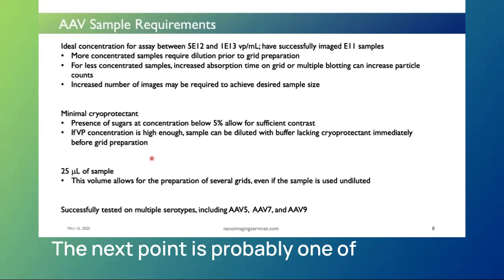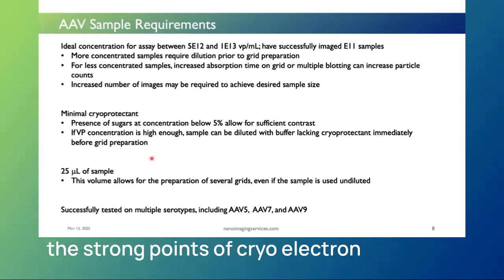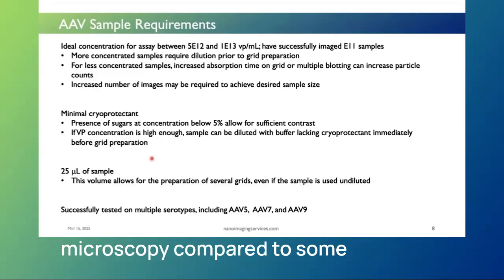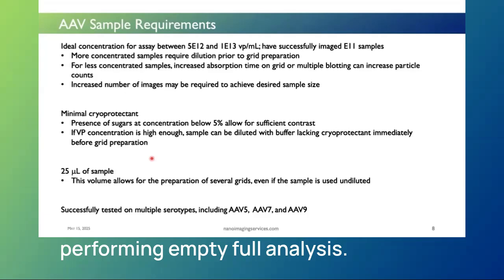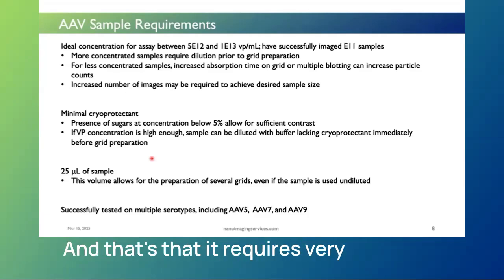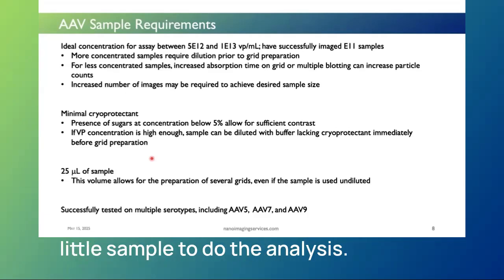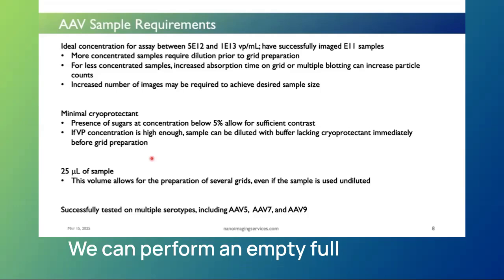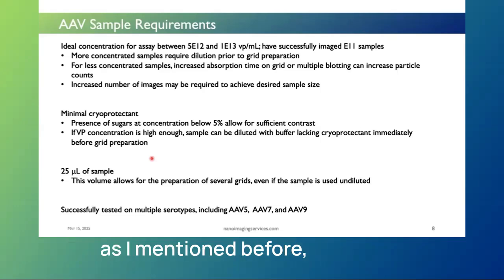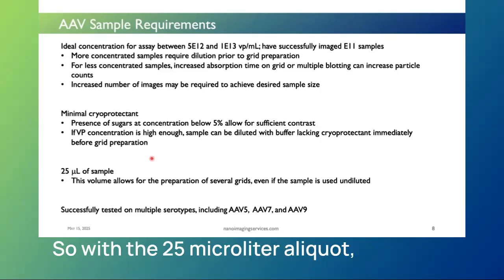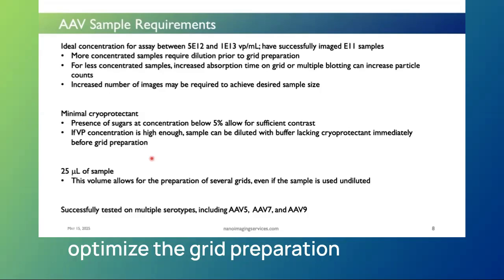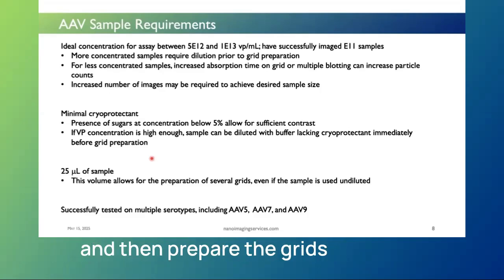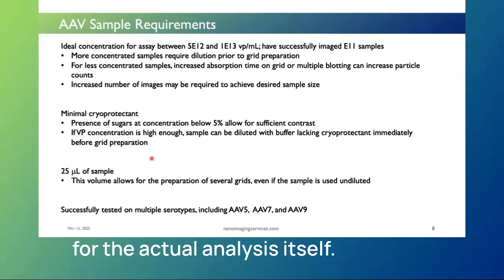The next point is probably one of the strong points of cryo-electron microscopy compared to some of the orthogonal techniques for performing empty-full analysis, and that's that it requires very little sample to do the analysis. We can perform an empty-full analysis on a sample with as little as 25 microliters of sample. It only takes 3 microliters, as I mentioned before, to prepare a single grid. So with the 25 microliter aliquot, we have a sufficient sample to optimize the grid preparation and then prepare the grids for the actual analysis itself.